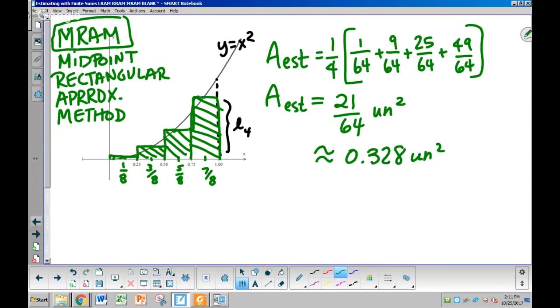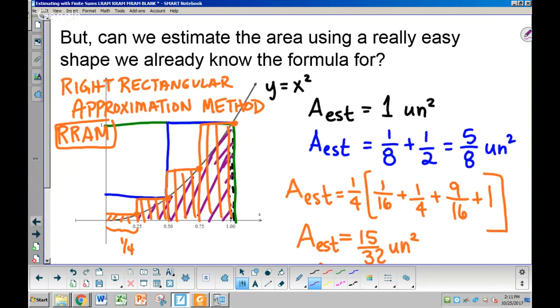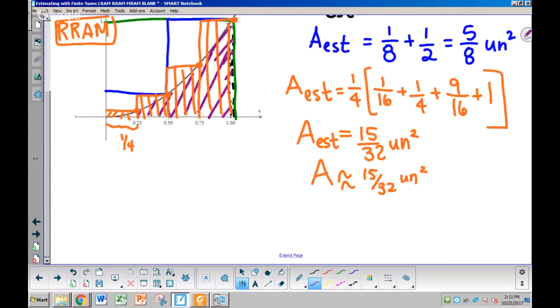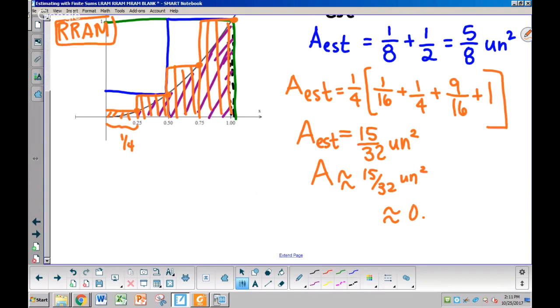All right, so let's go back, and can you give me the decimal for this one? 0.219. And then let's go back one more time and give me the decimal for 15/32. 0.46875. 0.469. Oh, yeah, that makes sense.